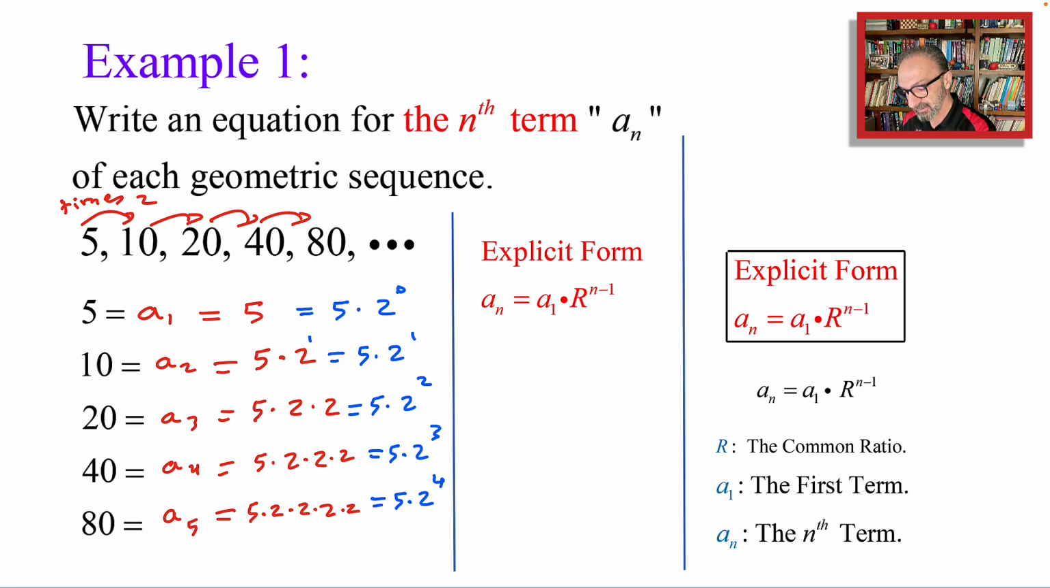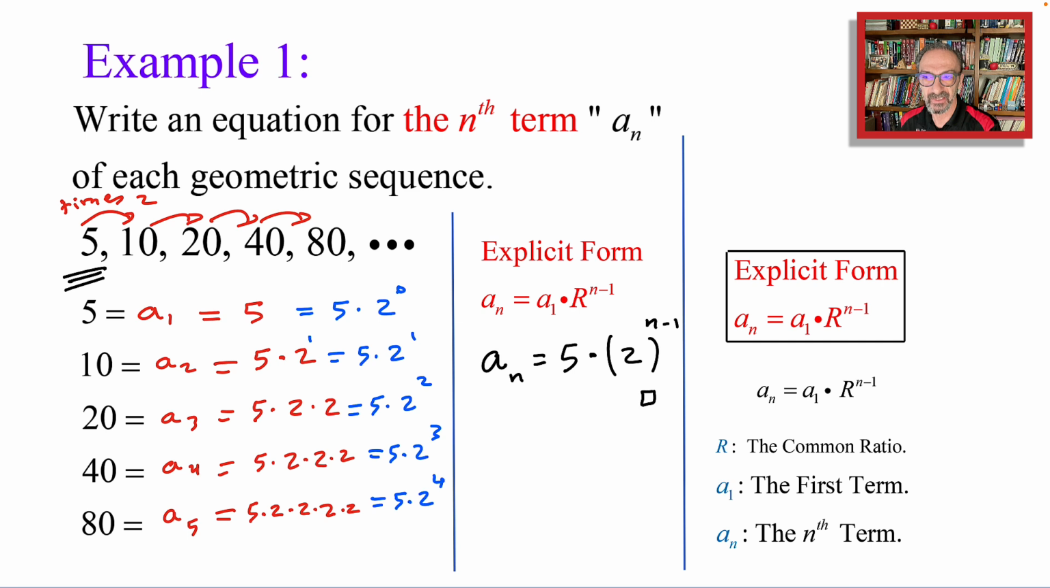In this case, we have the following. A sub n equals a sub 1, that's the first term right here, 5 times the common ratio, which is 2, that you keep multiplying by, to the power n minus 1. And it's that simple. Now, it's not always that clear, but this is a good example to start with. As you could see, clearly we could see that the first term is 5, and we multiply by 2.